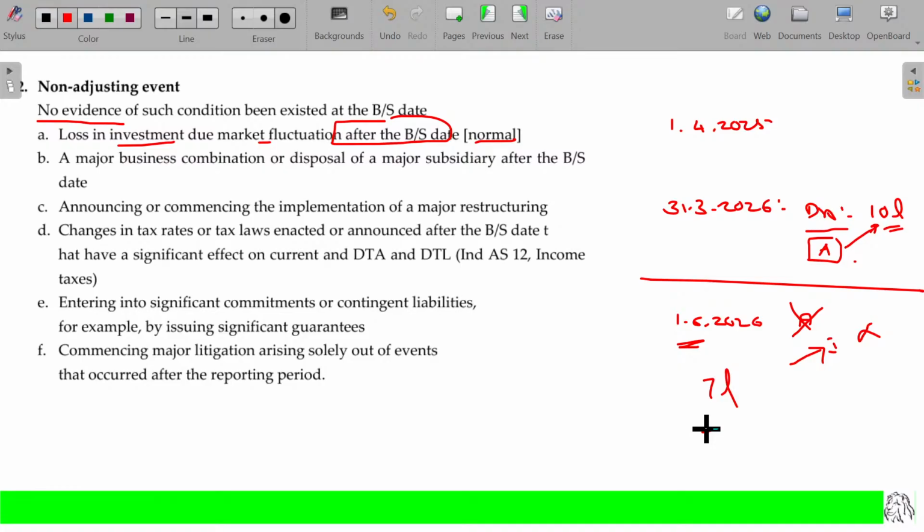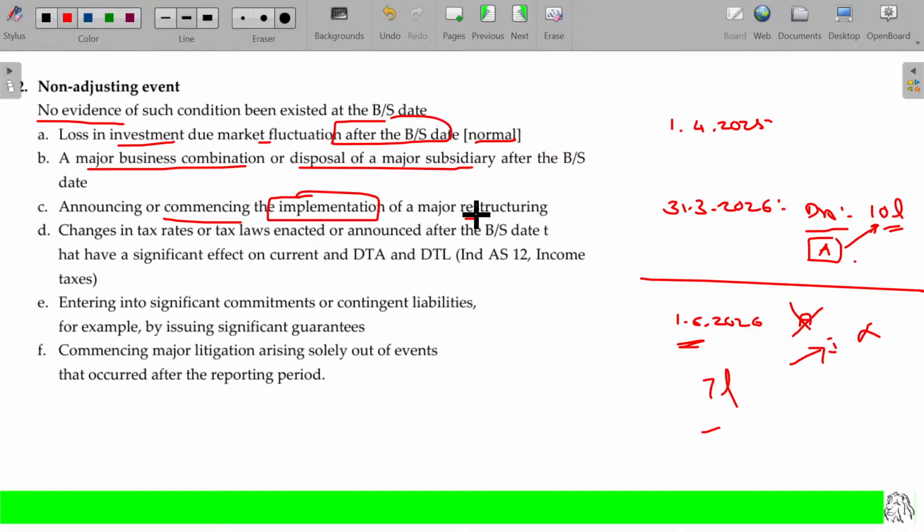So it's a normal course of action. This difference of 3 lakhs is not the loss for 25/26. A major business combination or disposal of a major subsidiary after the balance sheet date, also not decided earlier. Suddenly we made a decision, so it is non-adjusting even. Announcing or commencing the implementation of a major restructuring only after 31st March.